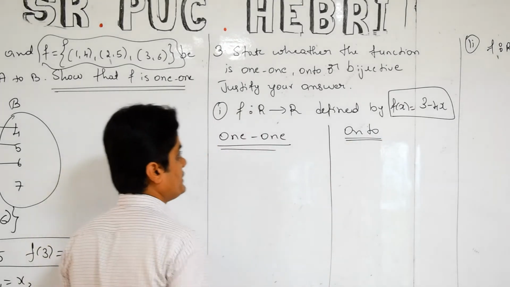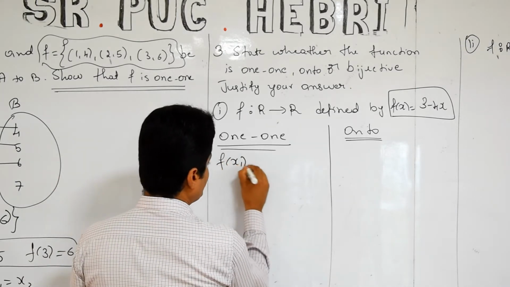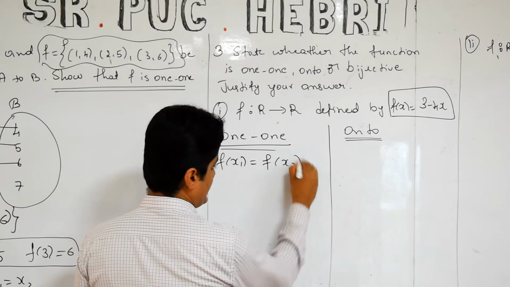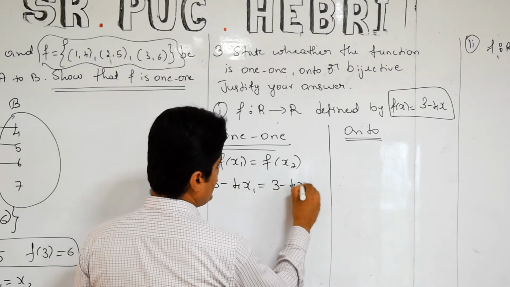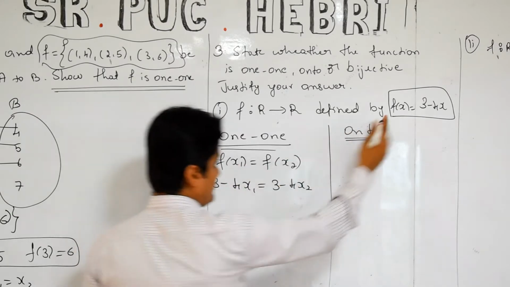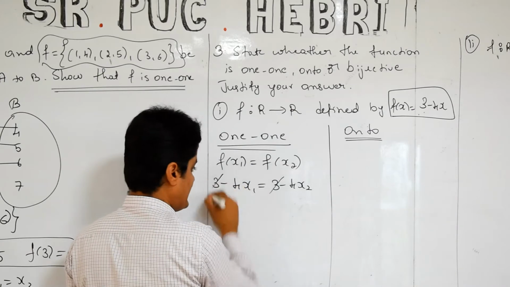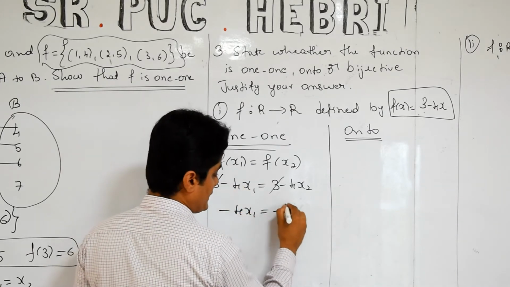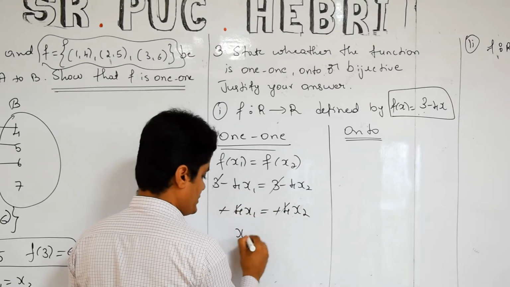Okay, first we have to check whether it is 1-1 or not. So as usual, assume that images are equal, and then 3 minus 4x1 is equal to 3 minus 4x2. If this is f of x, what is f of x1? 3 minus 4x1. So 3 cancels, minus 4x1 is equal to minus 4x2. Minus 4 cancels. So what is remaining?